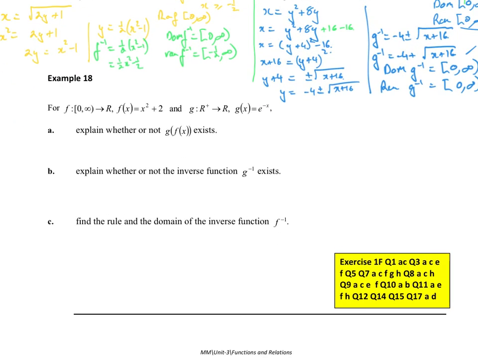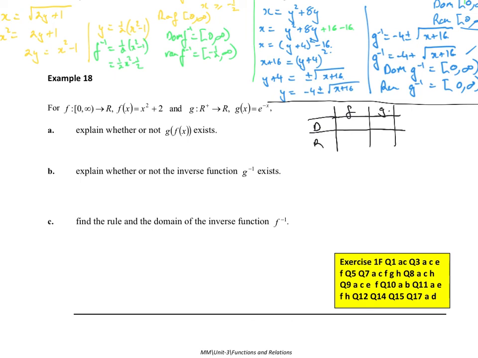A little bit of everything here. So we've got a couple of functions here. State whether or not the composite function exists. So step one, I hope you're saying to yourself, is let's draw a domain range table. So we've got domain, range, f, g.